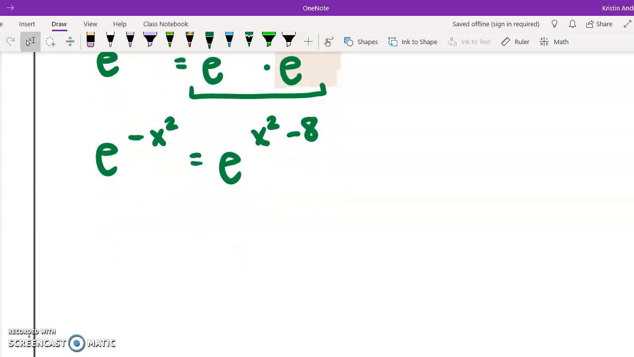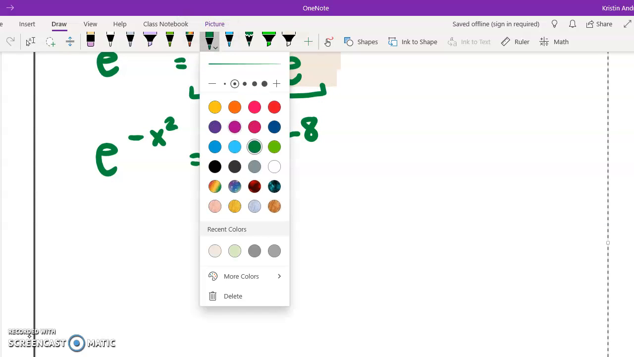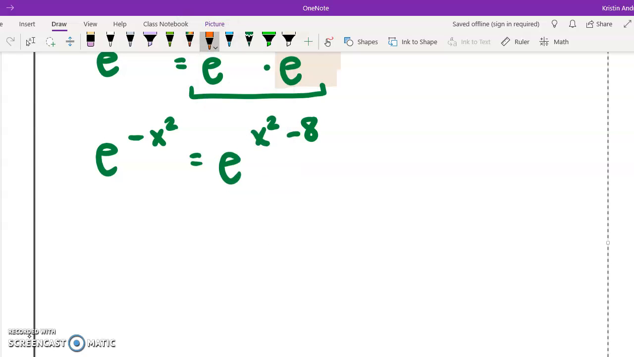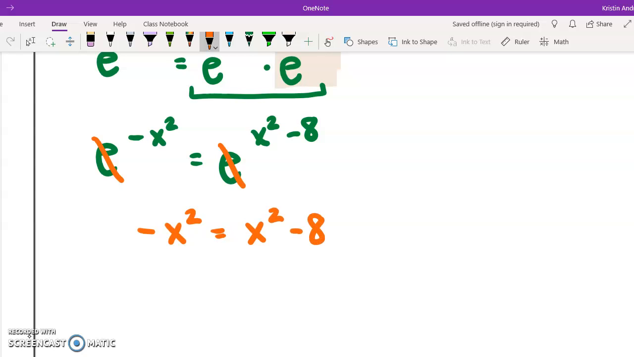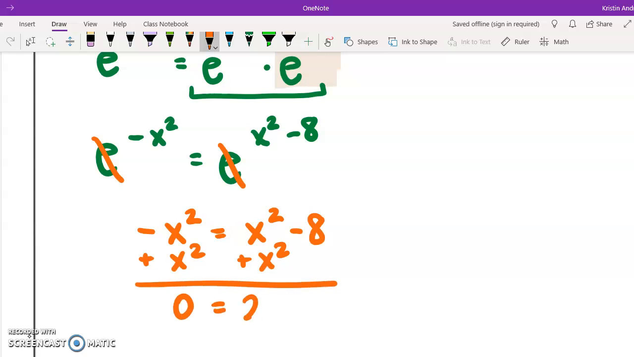And once I do that, I can now say bases are equal. Once the bases are equal, I cross it out. Negative x squared equals x squared minus 8. And now I'm going to solve this one. So I'm going to add x squared to both sides. 0 equals 2x squared minus 8. Move that up here.